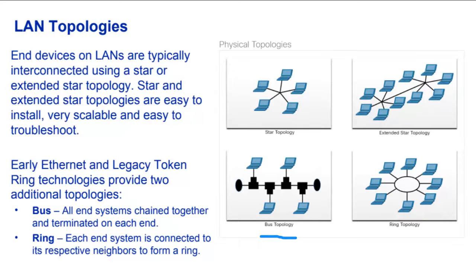Bus topology, this was used by IBM. It's like this: each end device will wait for a token. When they receive the token, they can transmit. Then the token goes to the other device. So it's called token. It's an old way. With the bus, all end systems are chained together and terminated on each end. Ring, each end system is connected to its respective neighbors.